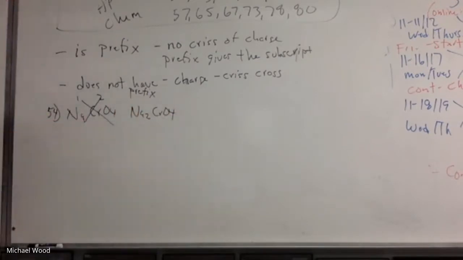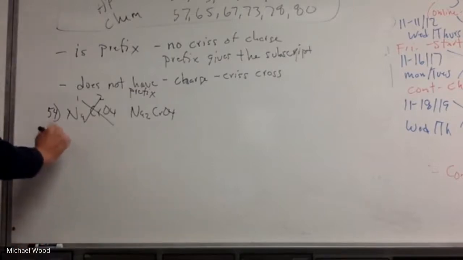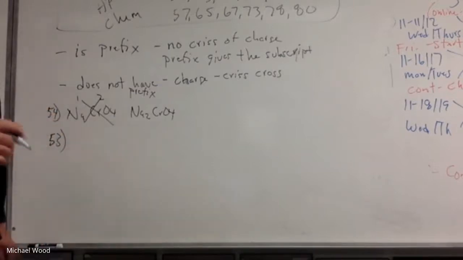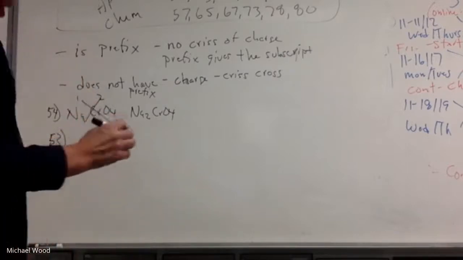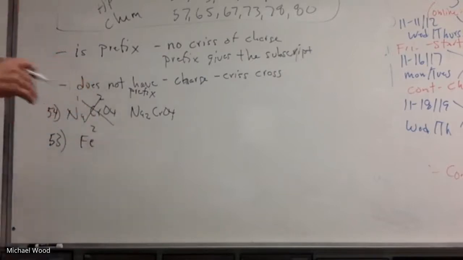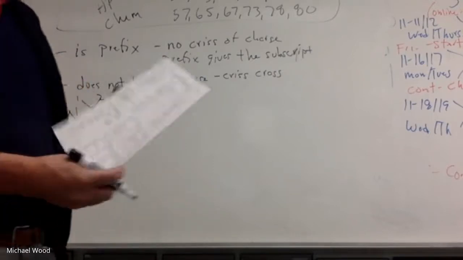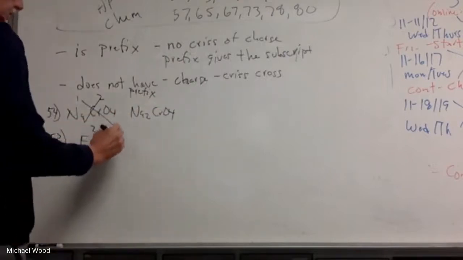No prefix. Okay, 53. Now, whenever we see a Roman numeral, it's kind of nice because that tells us the charge. So when it says iron 2, that means Fe is a 2. And then acetate is one I ask you to memorize, but it's also back here. They actually write it out differently. I always write acetate like this.